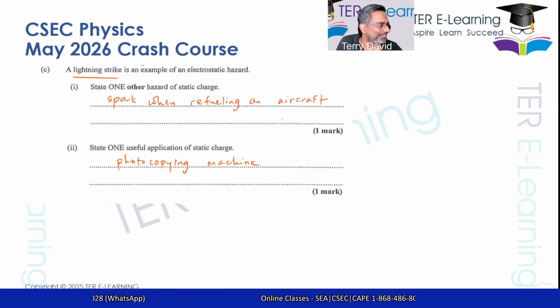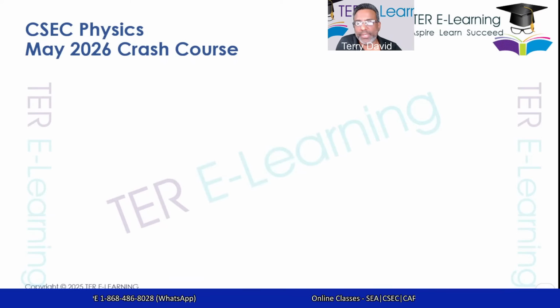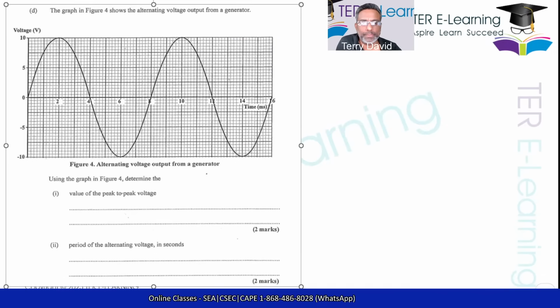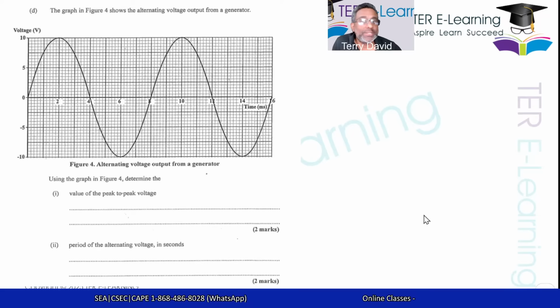Oh, nice easy question. Right, this next one here, we have this part D. So we have an alternating voltage from a generator. And using the graph, we want to determine the peak-to-peak voltage. I'm curious, what's the answer for this? What's the peak-to-peak voltage here?